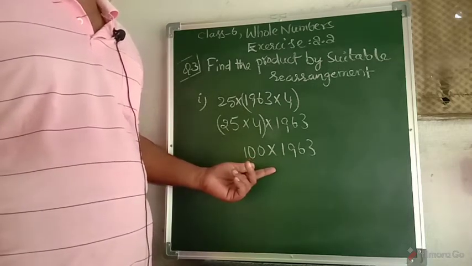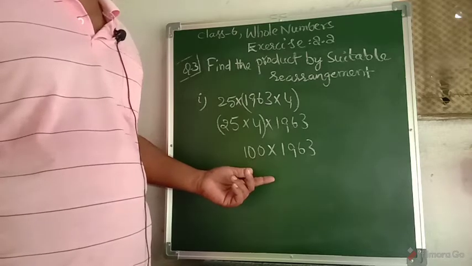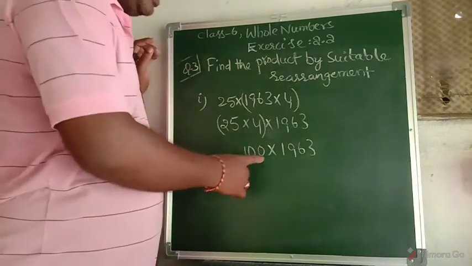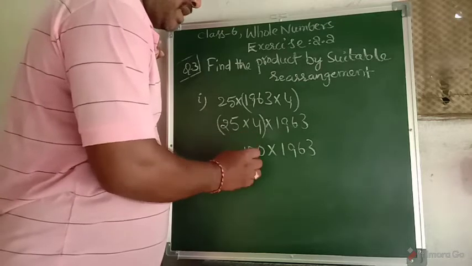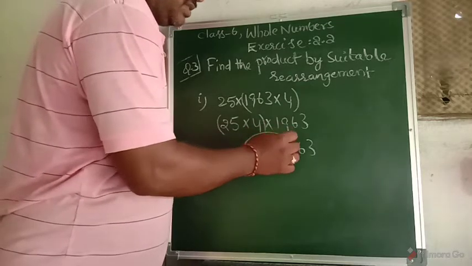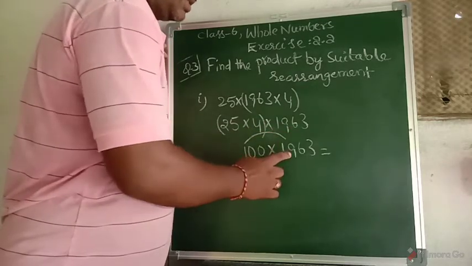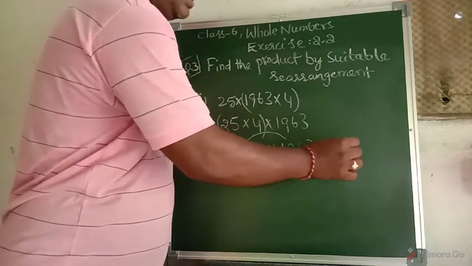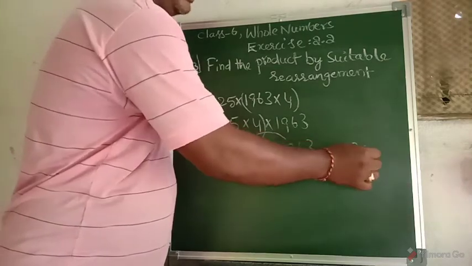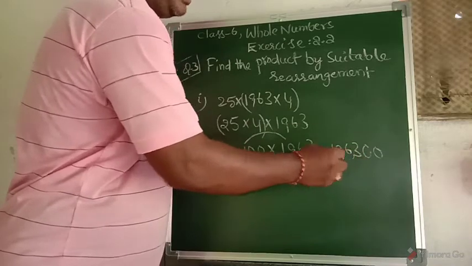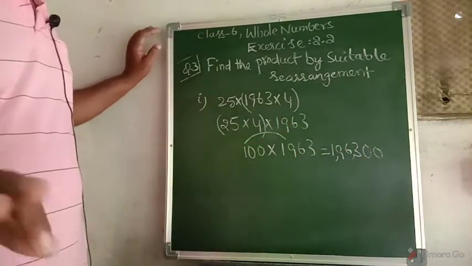I think it is very easy to write the product with hundreds, thousands like that. Okay, 100 into 1963. You just multiply 1 into 1963 and write 2 zeros. This is our required product.